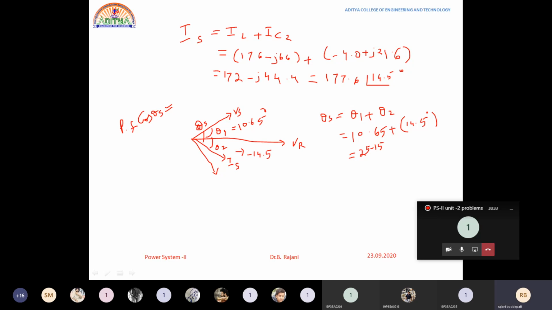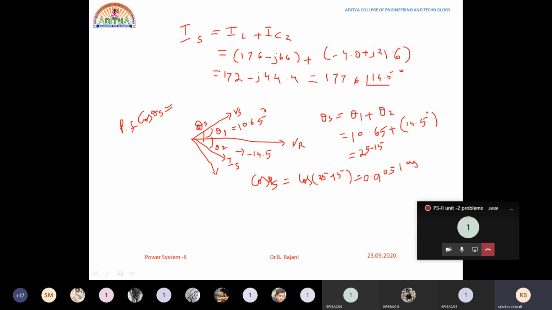See, this is how. Now, the sending end power factor is equal to cos phi s. That is equal to cos of 25.15. How much does it give you? 0.905. 0.905 lagging. Why lagging?